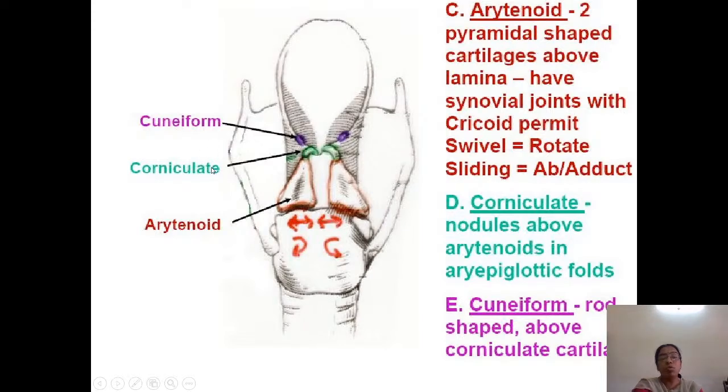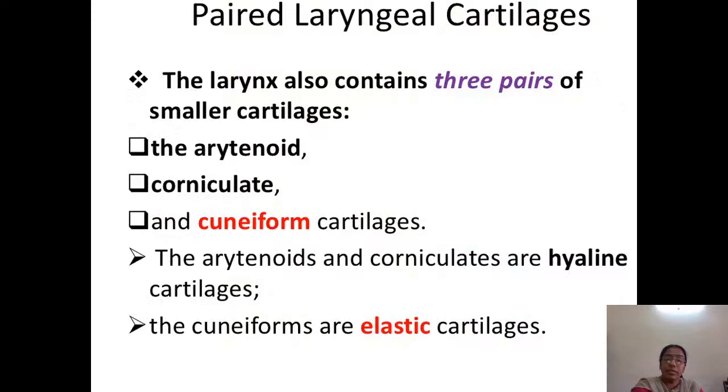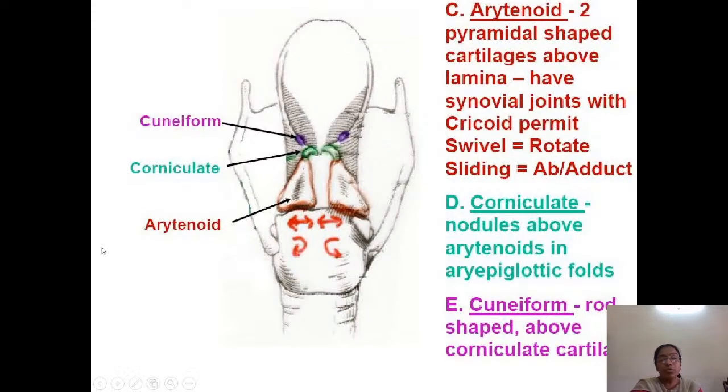When you are talking about the corniculate and cuneiform, both are present in a fold which is called the aryepiglottic fold. So these are present in the aryepiglottic fold. And one more thing, the cuneiform is elastic cartilage, whereas the corniculate and arytenoid are made up of hyaline cartilage.